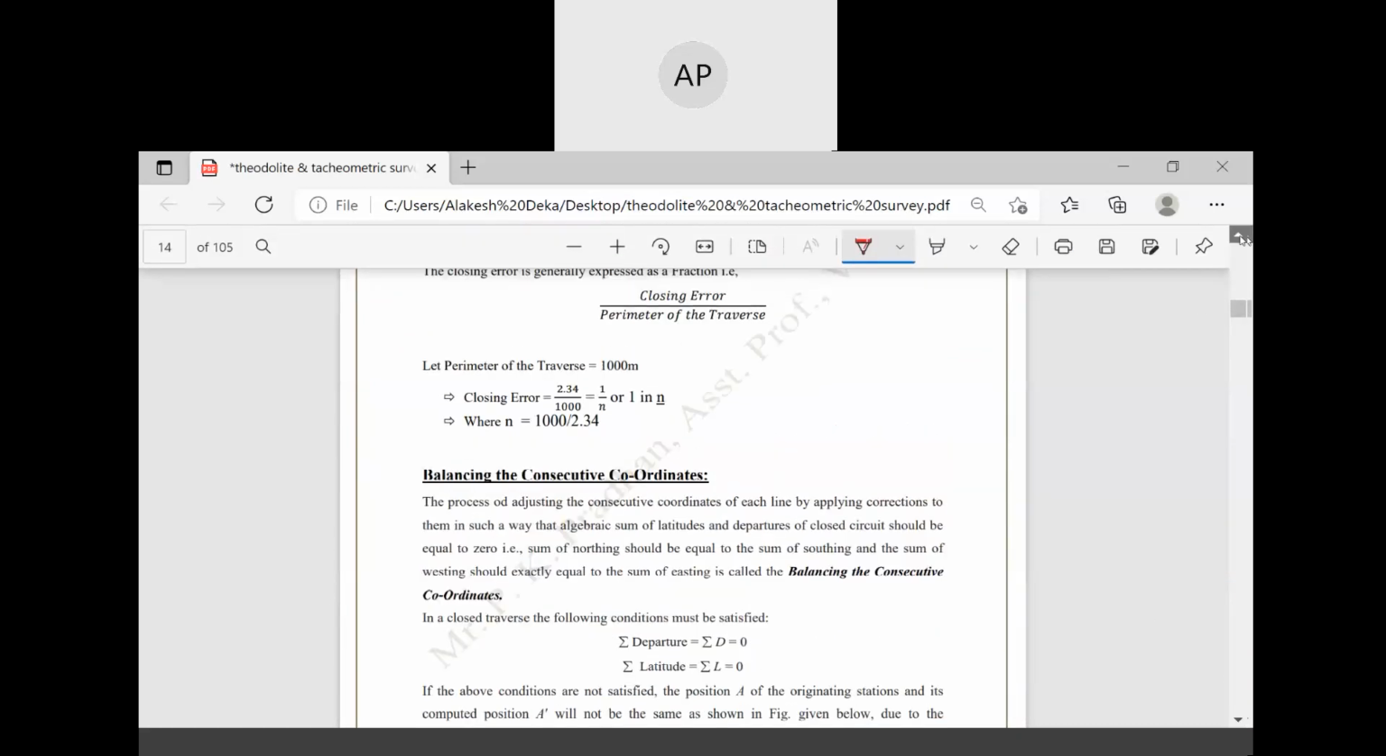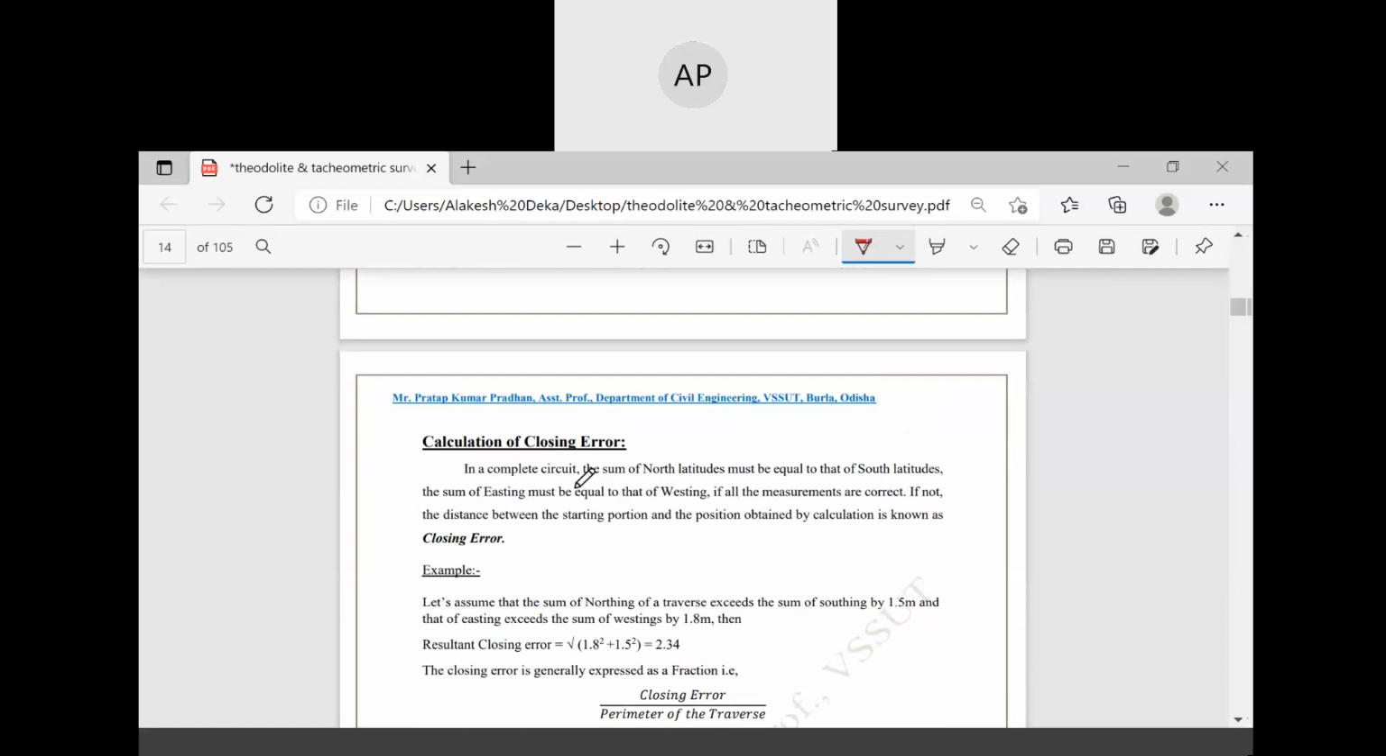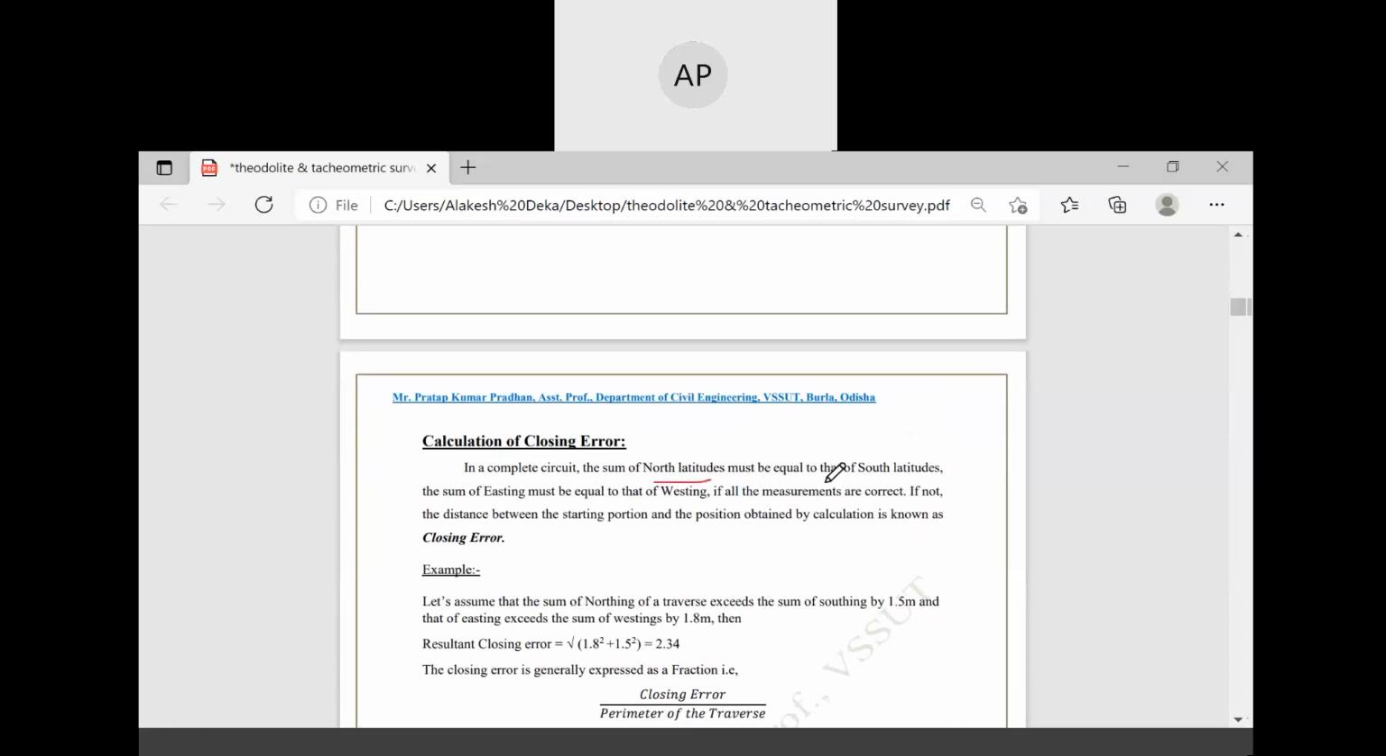Okay. So measuring the closing error, calculation of closing error. In a complete circuit, the sum of the north latitudes must be equal to the sum of the south latitudes. The sum of easting must be equal to that of westing if all the measurements are taken correctly.